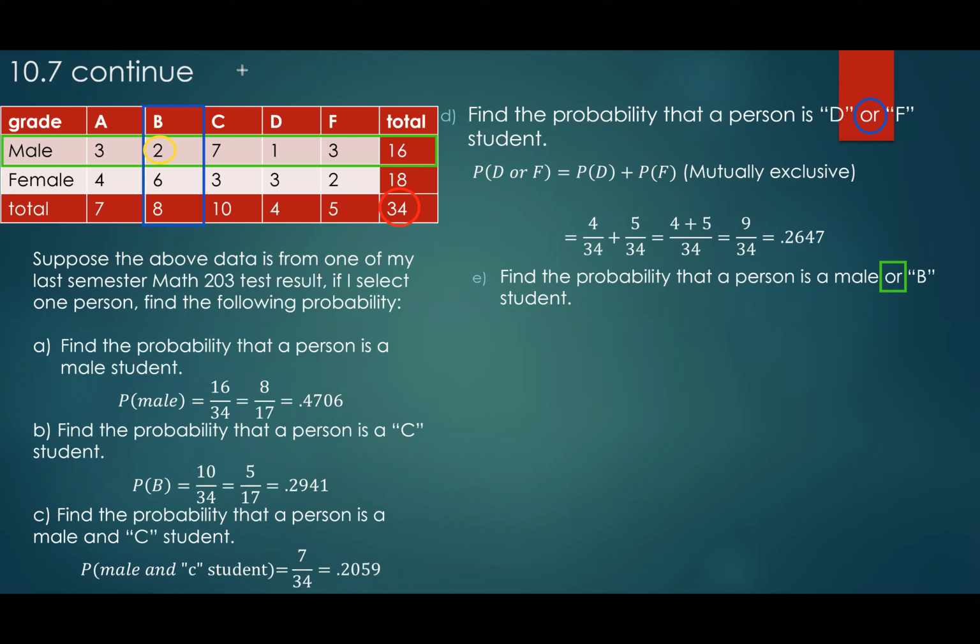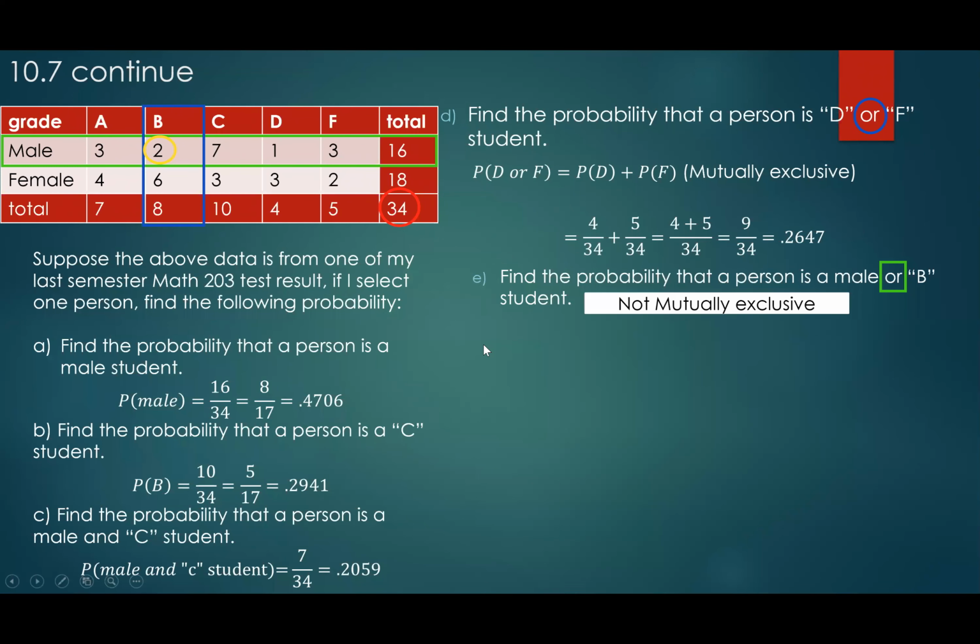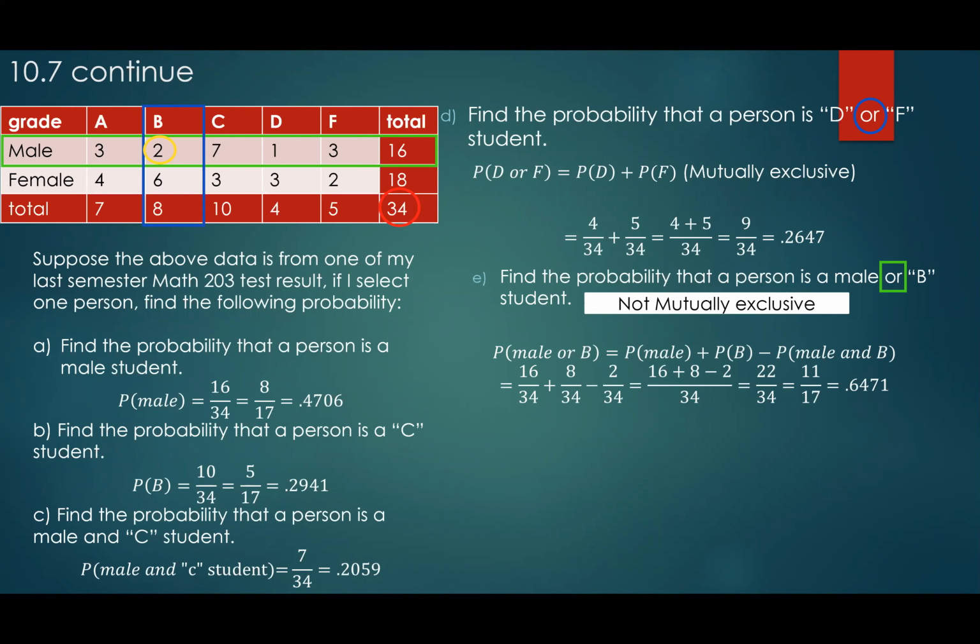Because the blue box and the green box, as you can see, intersect each other, they are not mutually exclusive events. If they are not mutually exclusive events, what you need to do is find the probability of the male plus the probability of the B student minus the probability of a male who is also a B student.